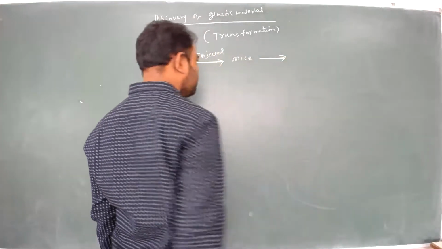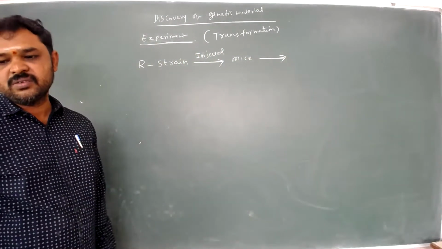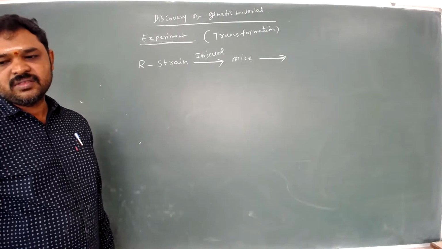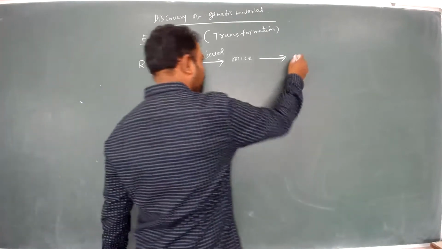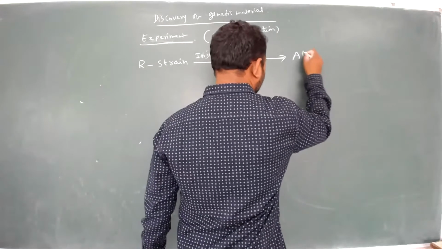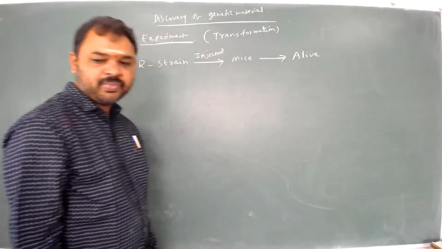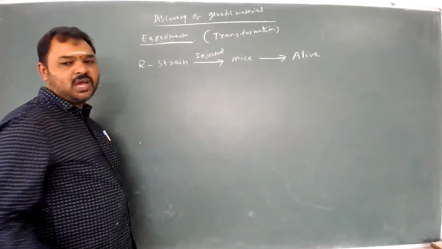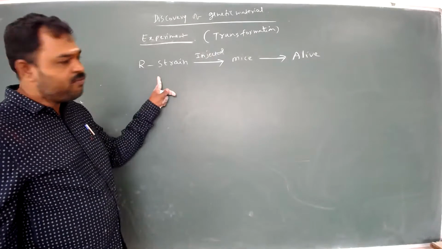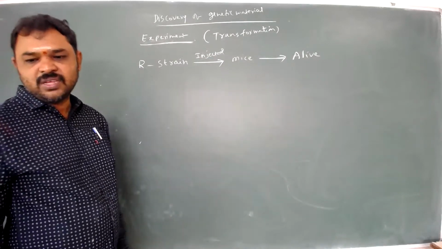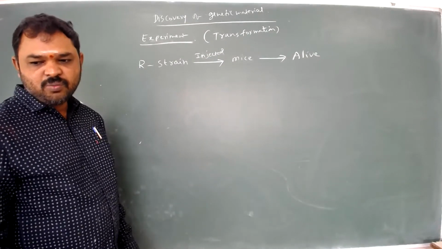What is the result? The mice are alive. Why is it alive? Because the R strain is non-harmful. Injected into mice, they were alive, and there was no problem.